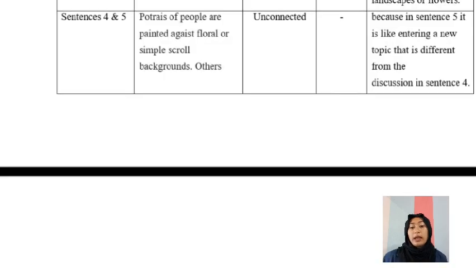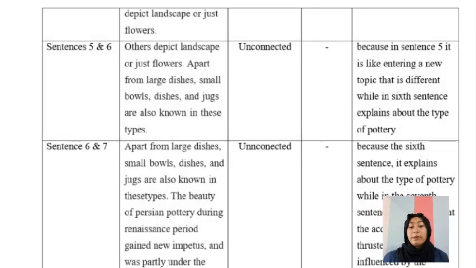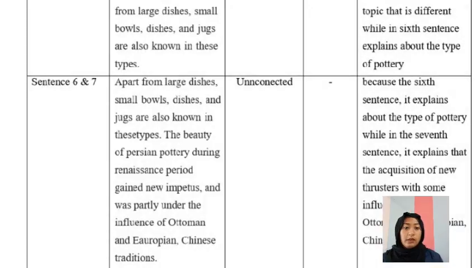Okay, sentences 4 and 5 are not connected because sentence 5 is entering a new topic that is different from the discussion in sentence 4. Sentences 5 and 6 are unconnected because sentence 5 is entering a new topic that is different, while the sixth sentence explains the type of pottery. Sentences 6 and 7 are unconnected because the sixth sentence explains the type of pottery, while the seventh sentence explains the acquisition of new lusters with some influences by the Ottoman and European Chinese tradition.